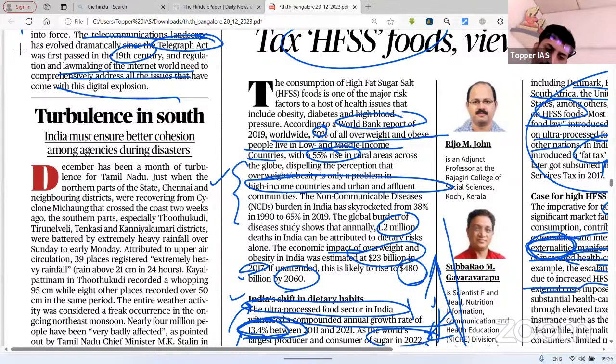Okay. So this you read on your own. Turbulence in South. This is about disasters and how administrations are responsible for that. So you can read it.